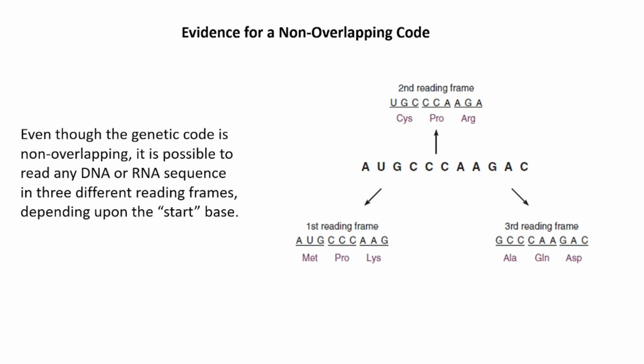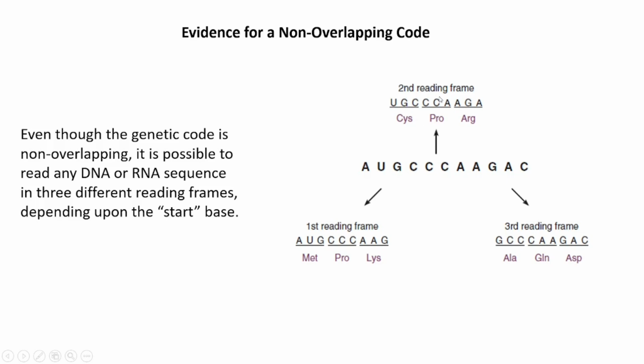Even though the genetic code is non-overlapping, it is possible to read any DNA or RNA sequence in 3 different reading frames depending upon the starting point. For example, here, if we consider this as the first reading frame, then the first codon will be AUG, which codes for methionine. The second would be CCC, which codes for proline. And the third would be AAG, which codes for lysine.